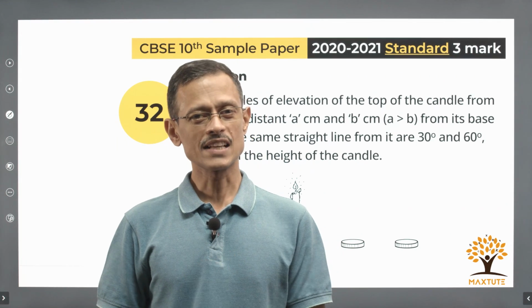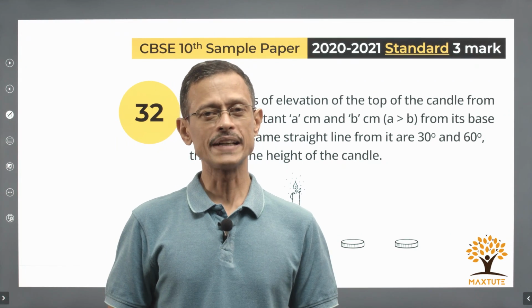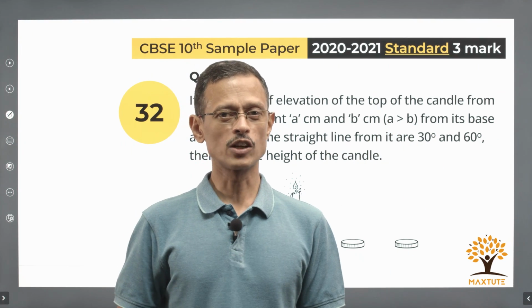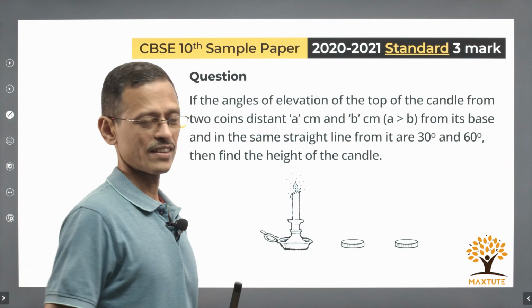Hello everyone, CBSE Class 10 Math video solution to the sample paper for 2021 given by the board, standard version of the paper. This question is from Applications of Trigonometry, a 3-mark question, an interesting question, right?